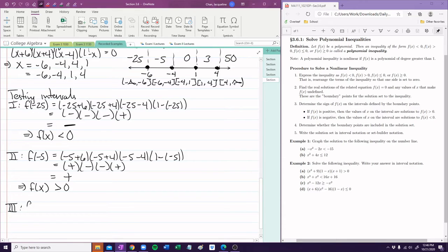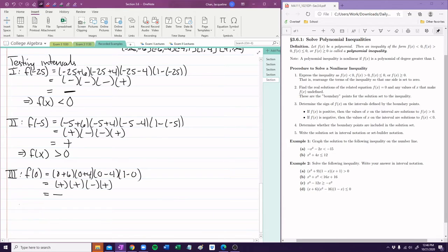So I get the third interval, so I have f of 0. This is going to be 0 plus 6, 0 plus 4, 0 minus 4, 1 minus 0. So this is going to be positive, positive, negative, positive. So I'm left with a negative. So this tells me that my y's, my f of x's, are less than 0.